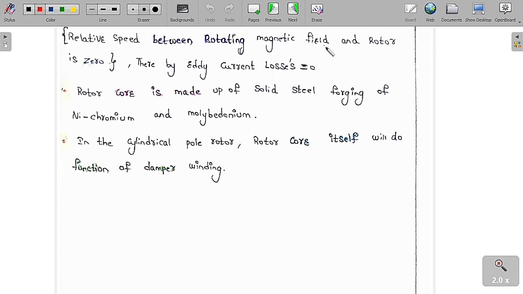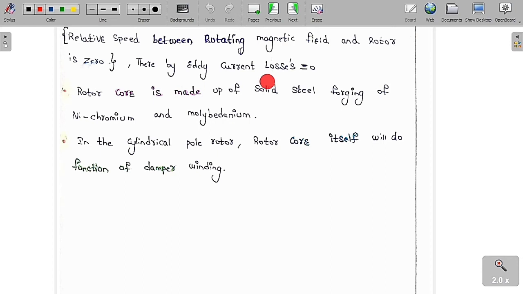The relative speed between the rotating magnetic field and the rotor is 0, thereby eddy current loss is equal to 0. I already told you, whenever the relative speed between the rotating magnetic field and the rotor is 0, the eddy current loss is equal to 0. So if NR is equal to NS, there is no relative speed, so eddy current loss is equal to 0, and no torque is going to get produced.